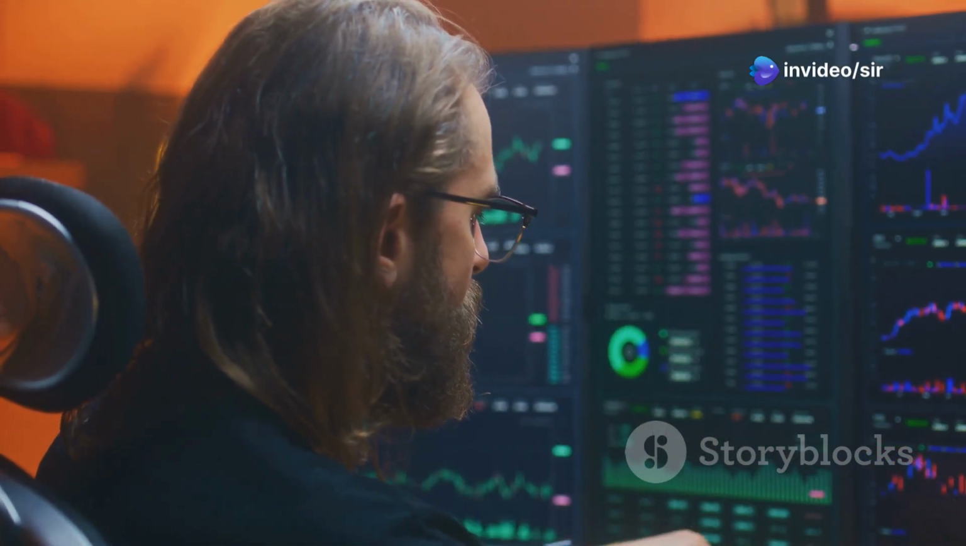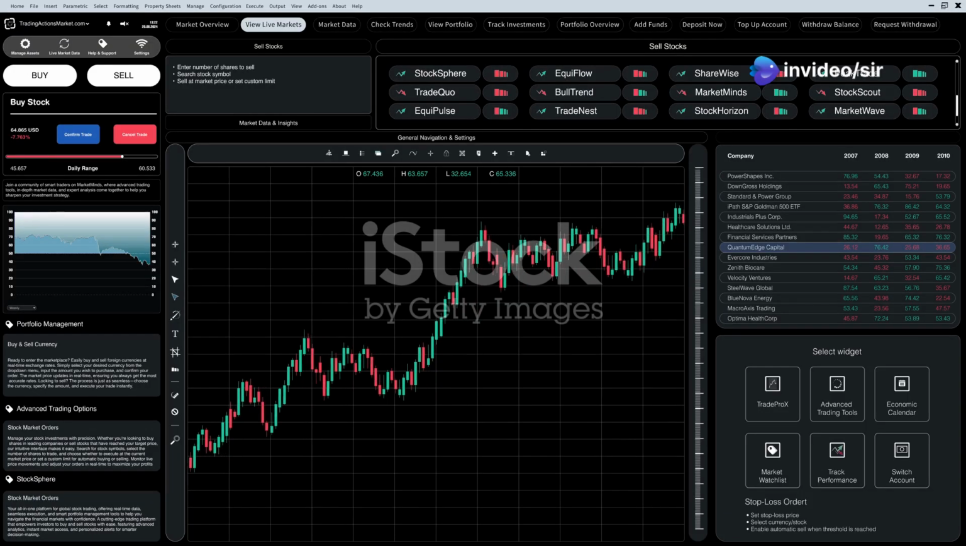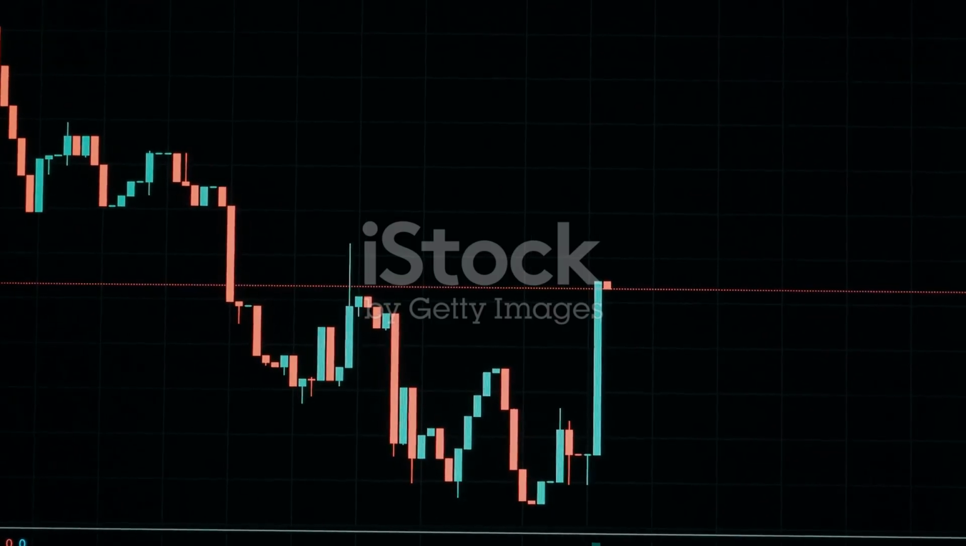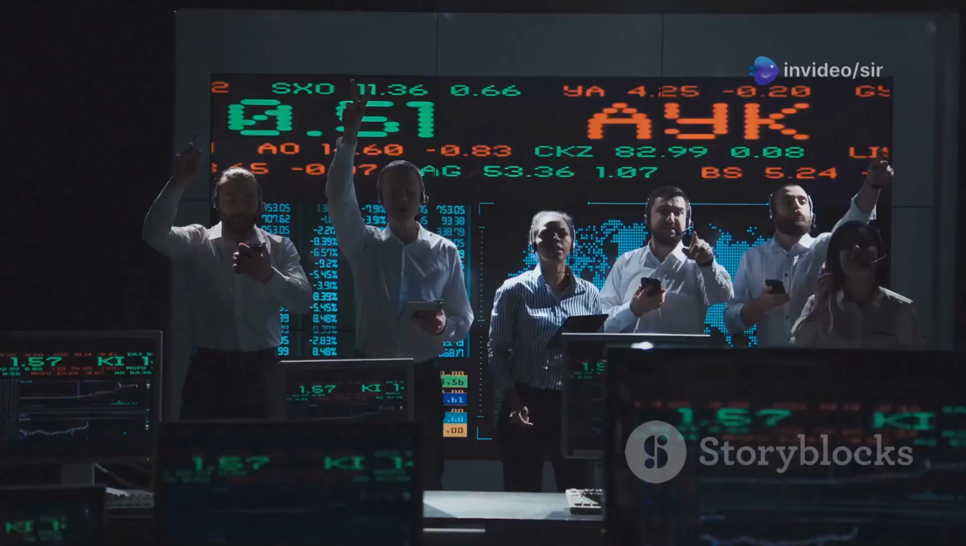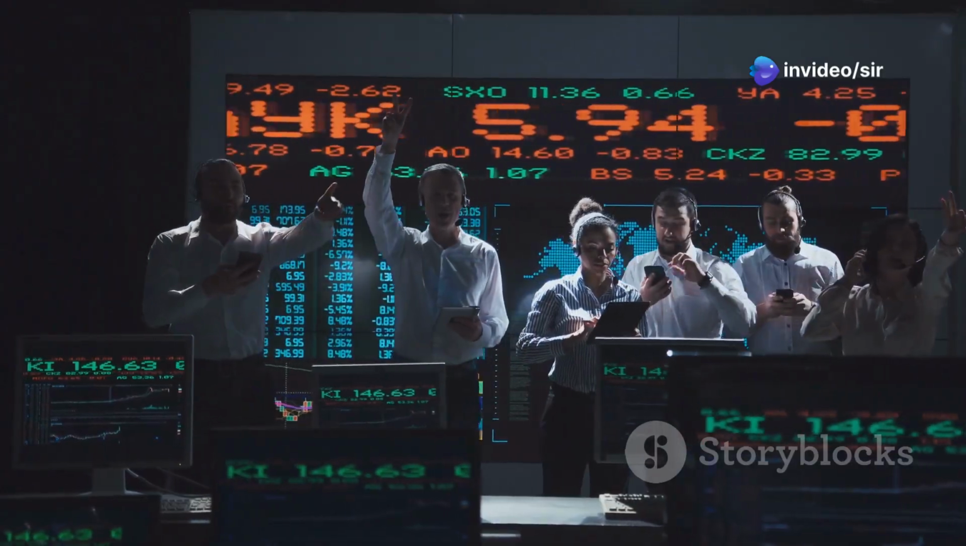Trading can appear complex. Charts with lines and indicators can feel overwhelming, but at its core, trading is simple. It's about understanding supply and demand. These forces drive every market from stocks to currencies. Mastering them can unlock consistent trading profits.